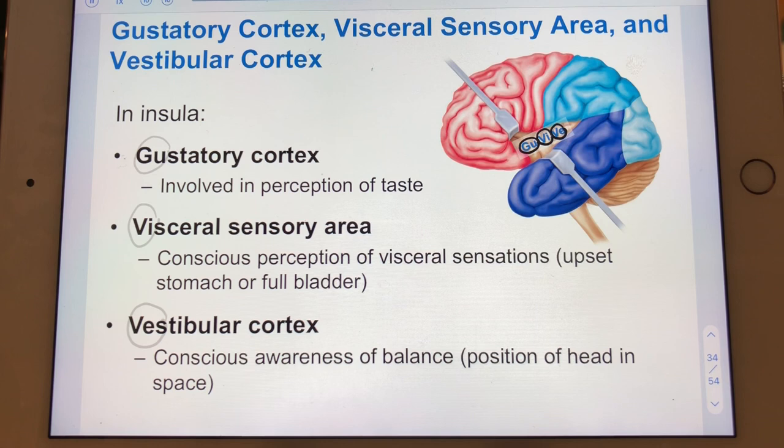Of these three sensory areas, which is most anterior? Gustatory. Which is most posterior? Vestibular. How do you know that? Goo vibes. All right.